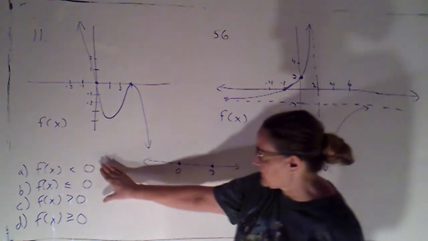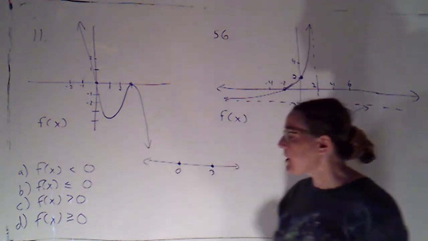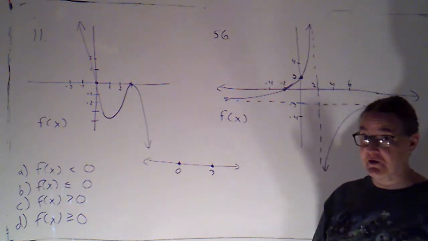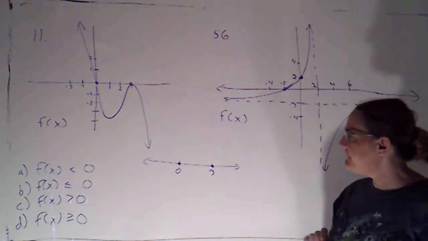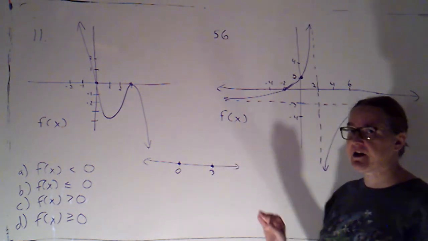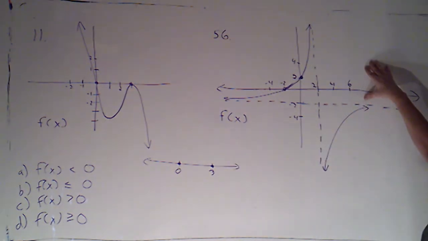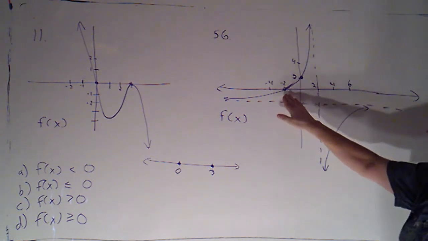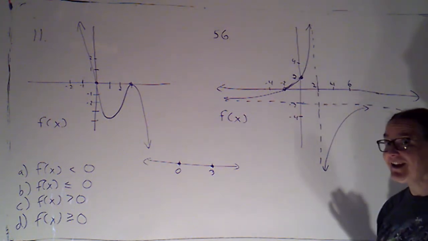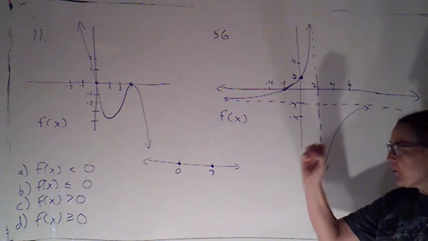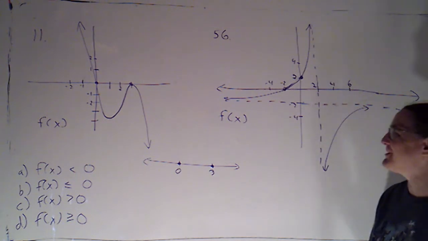Now, obviously, for some of these problems, I'm not going to include those points, and for other problems, I will include those. But I'm putting a filled-in point for where it's equal to 0, because when I get to number 56, which is a rational function, I'm going to have some places where the function is 0 and other places where the function is undefined. And so I'm going to reserve an open point for the places where it's undefined.